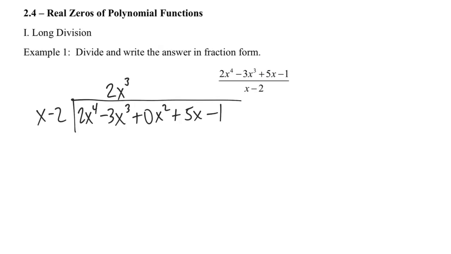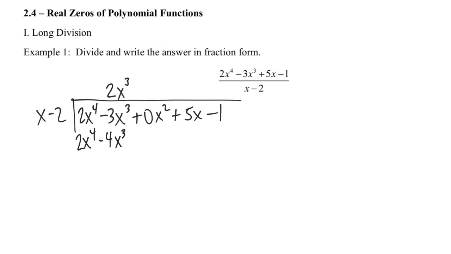After I divide, I'm going to multiply. So this 2x cubed is going to get multiplied by this x minus 2. It's basically a distribution process. 2x cubed times x is 2x to the fourth, and then 2x cubed times negative 2 is going to be minus 4x cubed. So let's erase that 2 and get a 4 in there like we're supposed to have. There we go. And then the next thing we want to do is subtract.